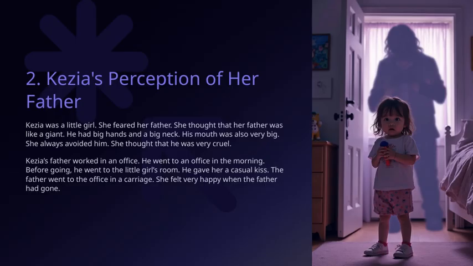Despite her fears, her father did have a routine. He worked in an office, and every morning he would leave for work. Before he left, he would come into her room and give her a casual kiss, a small gesture of affection. He would then go to his office in a carriage. Interestingly, Kezia felt a strange sense of happiness when her father had left for work. It's as if her fears and the distance she felt from him made her feel more comfortable.